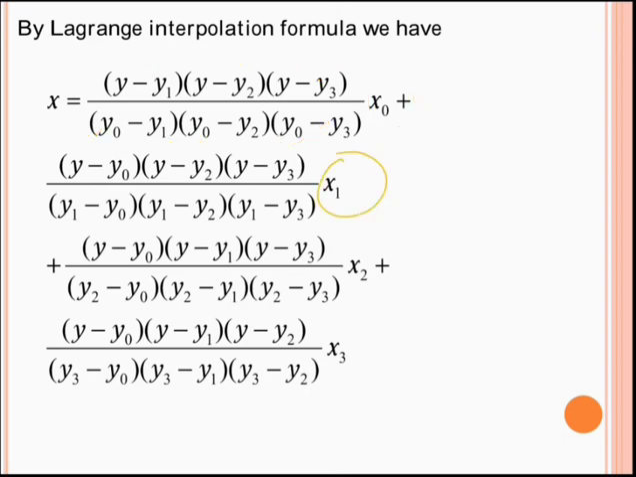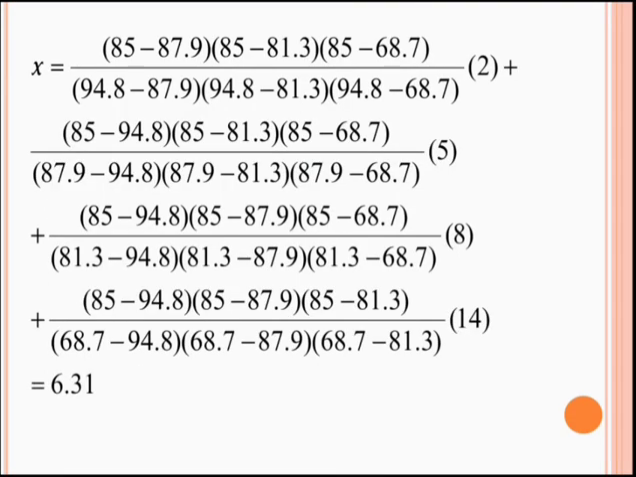Plus I will take x1. In the numerator there will be no term of y1, so y minus y0, y minus y2 and y minus y3. And in the denominator I will subtract each term from y1: y1 minus y0, y1 minus y2 and y1 minus y3. The same procedure I will continue up to x3, the last term. Now it's very simple. All the values are given to us. I will simply substitute them, simplify the equation, and I get my answer as 6.31.